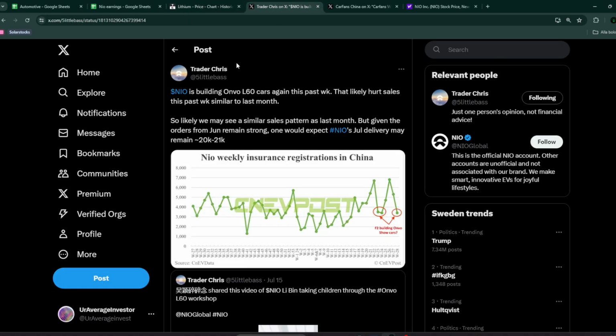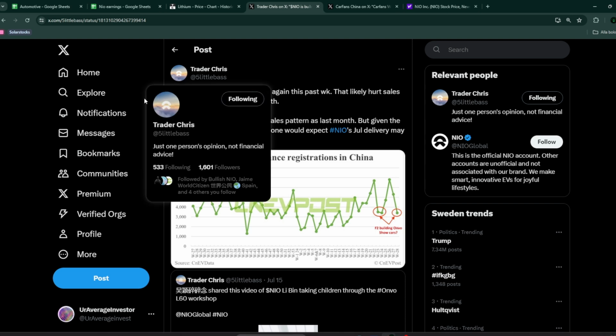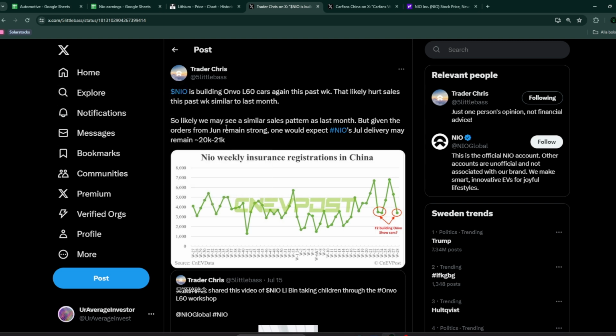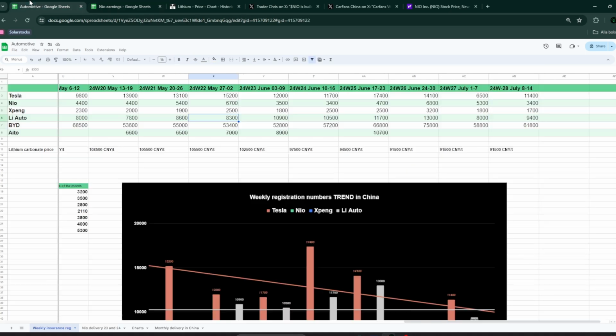There's also some discussion online from one of the accounts that I follow, Trader Chris. In his point of view, it's possible that the factory is producing Onvo cars for a couple of weeks during the month. And this could also indicate that the deliveries could be lower this week, compared to the previous week where NIO had 5,300.